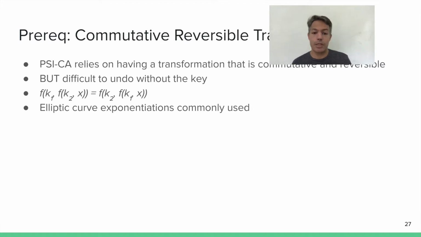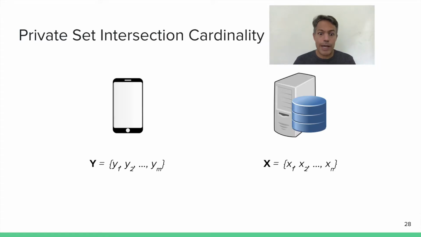Usually this is elliptic curve computations. Consider it like a deterministic encryption that is, again, commutative. It's not actually an encryption, but you get the idea. So how do we actually do this?